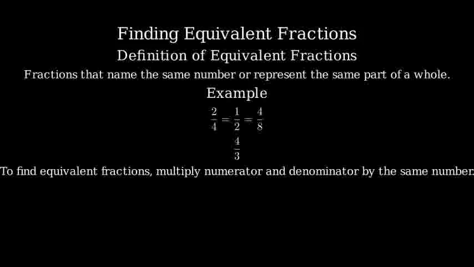Let's start by multiplying both the numerator and the denominator by 2. So 4 times 2 is 8, and 3 times 2 is 6. This gives us the equivalent fraction 8/6.